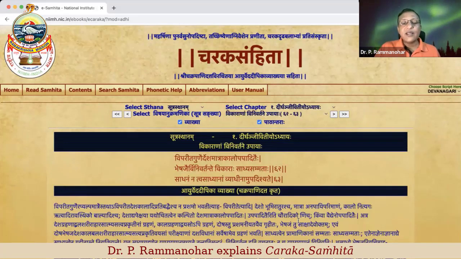Viparita gunair desha matra kalopapadidair bheshajair vinivartande vikara sadhya sammataha. So in this way, when we look at the gunas of the doshas, viparita gunaihi, and not simply viparita gunaihi, desha matra kalopapadide, according to the desha we have to plan the prescription.